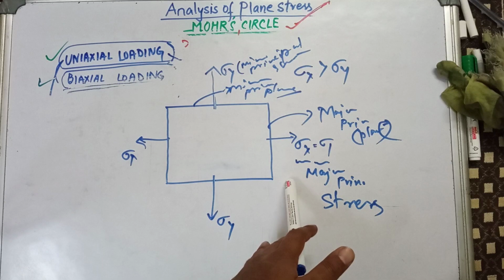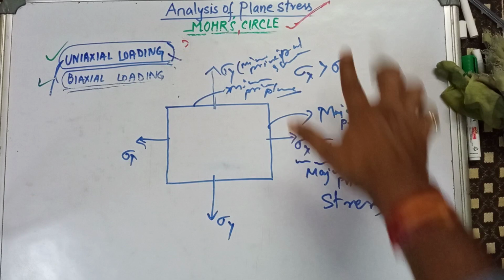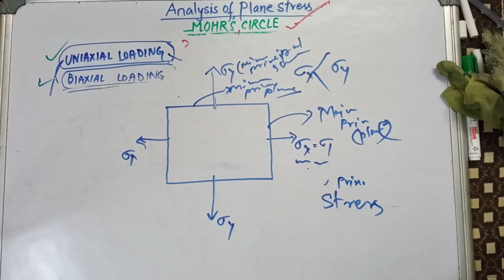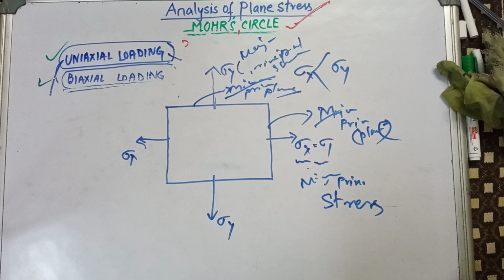Now, if sigma x is greater than sigma y, then this is becoming the major principal stress. If sigma y is greater than sigma x, then sigma x will become the minor principal stress and sigma y will become major. Similarly, this will become the major principal plane and this will become the minor principal plane. Is it clear to you?